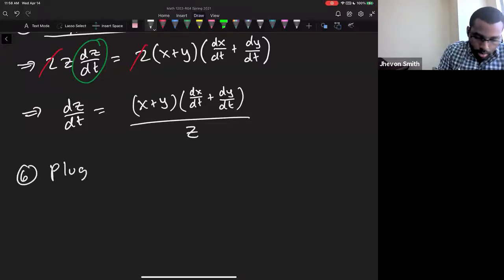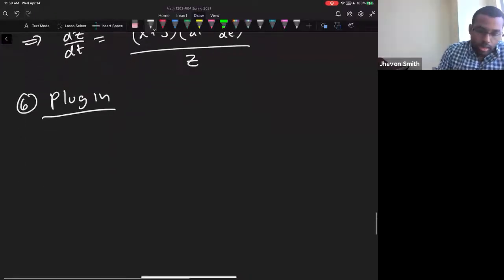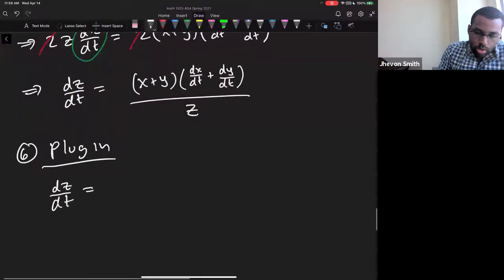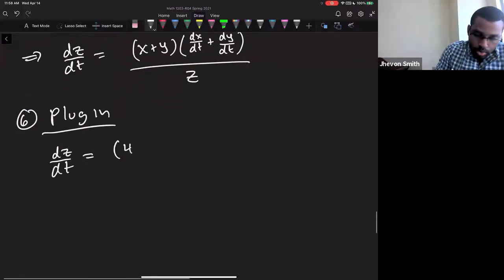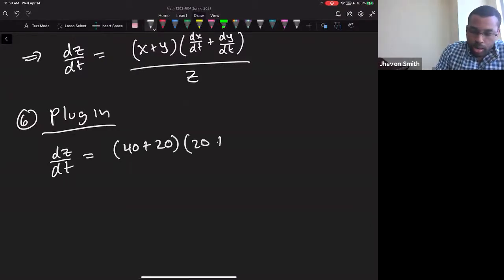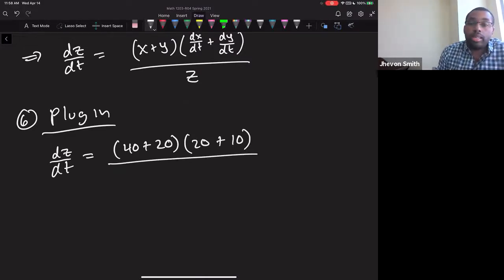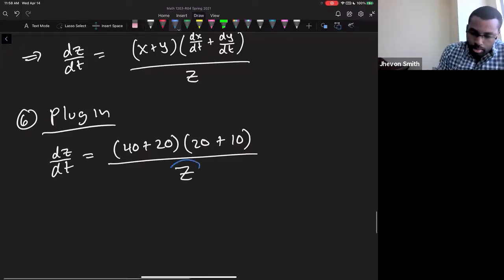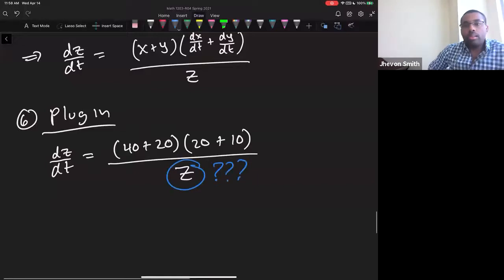We're going to plug in. All right. So we know that dz/dt is equal to, I know what my x is and my y is. X was 40, y was 20. X was moving at 20 miles per hour, y was moving at 10 miles per hour. And we're dividing by z, the distance between them. And we were told that was, geez, we weren't told, were we? We have a z here. Is it time to panic? No, it's not time to panic.